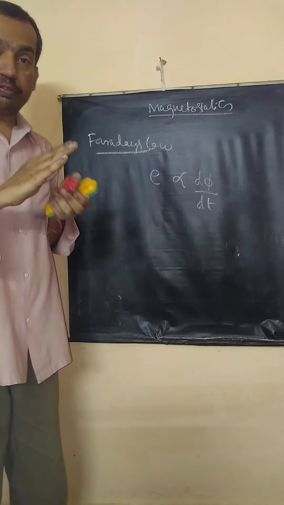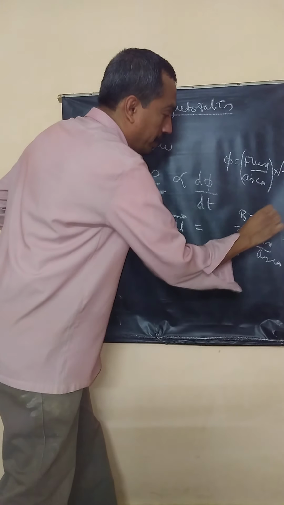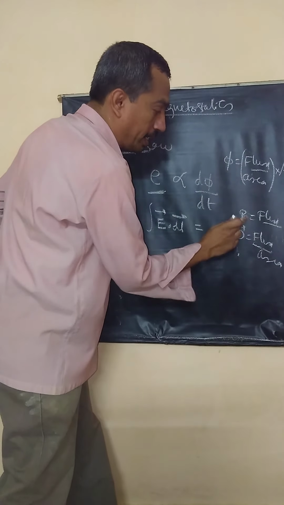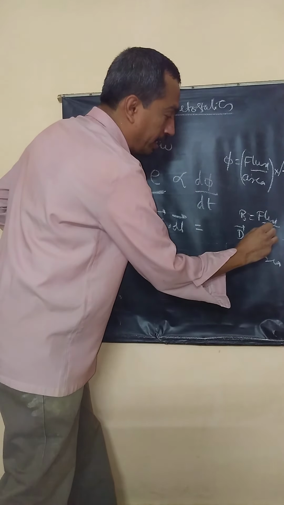Now see here, what is flux? Flux is flux density times unit area, into total area, correct? It is similar to D in electrostatics. What is D? Flux per unit area. What is B? Flux density, magnetic. D is electric flux per unit area. B is magnetic flux per unit area, correct? Therefore, flux phi can be written as B dot ds.